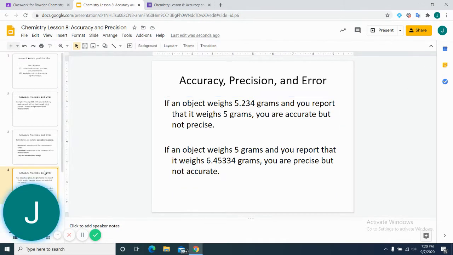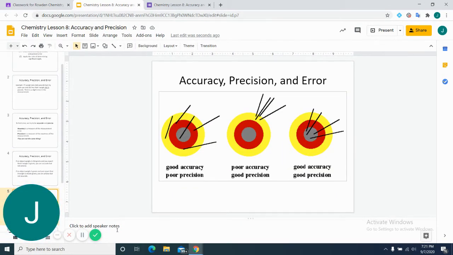All right, so it's kind of an idea of the bow and arrow.